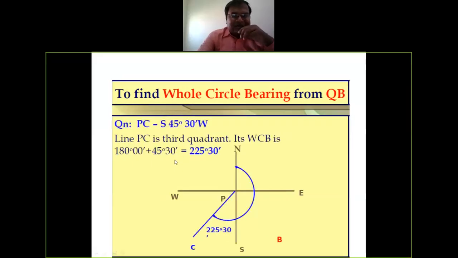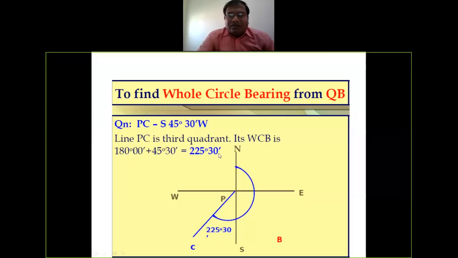Then the third case, south 45 degree 30 minute west. Here southwest means it lies in the third quadrant, meaning this angle is from here to here. South 45 degree 30 minute west is from here to here, and from north to south it is 180. So 180 plus this angle means the total from here to here will be 225 degree 30 minute.